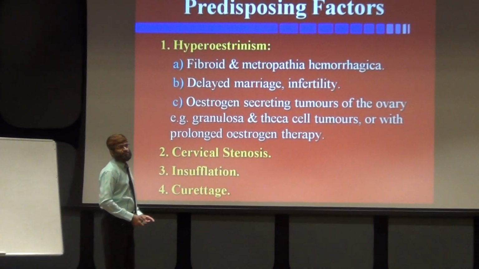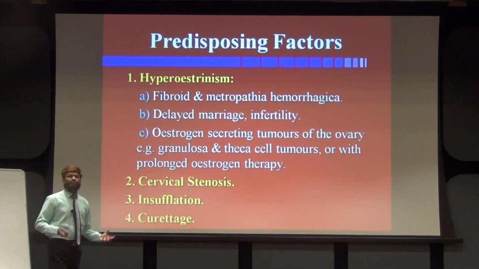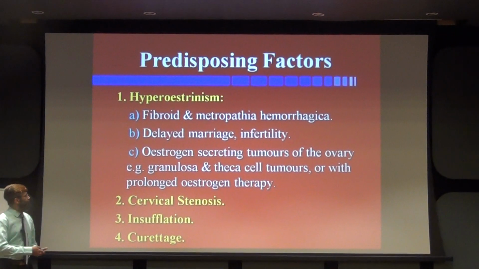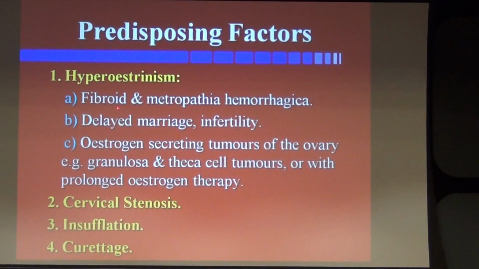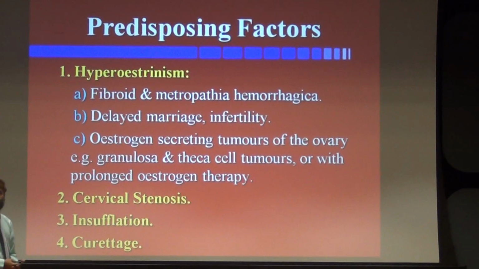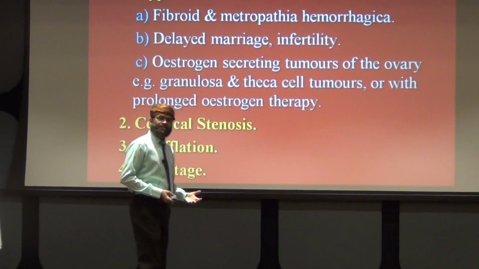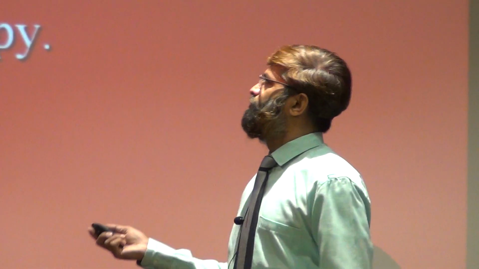Next, let's go to predisposing factors. Now here, with observation, a few predisposing factors have been observed. First is fibroids, hyperestrogenism, which is seen in fibroids and metropathia hemorrhagica. As we are all aware, fibroids are again seen in females who are nulliparous, with excessive estrogen levels in their body, and they are again more prone to the condition called endometriosis.